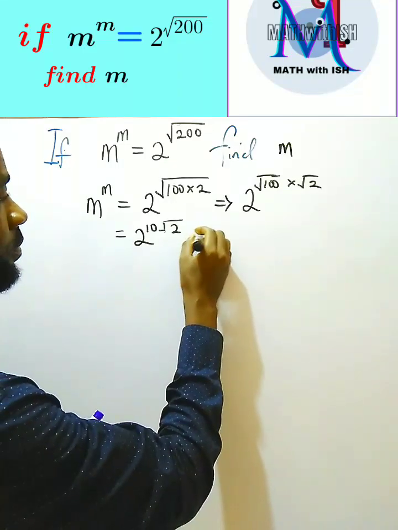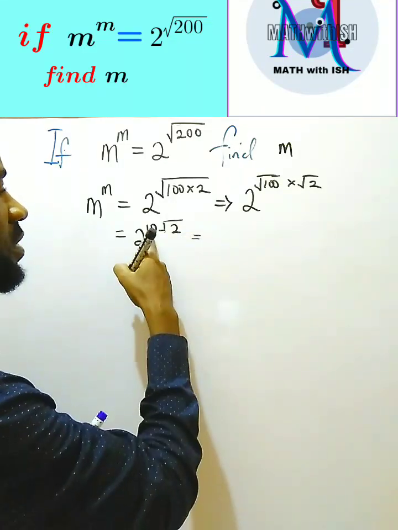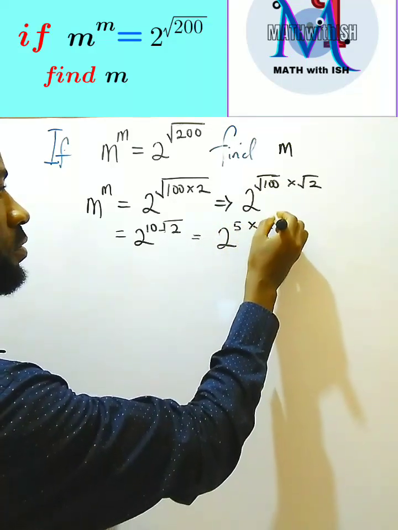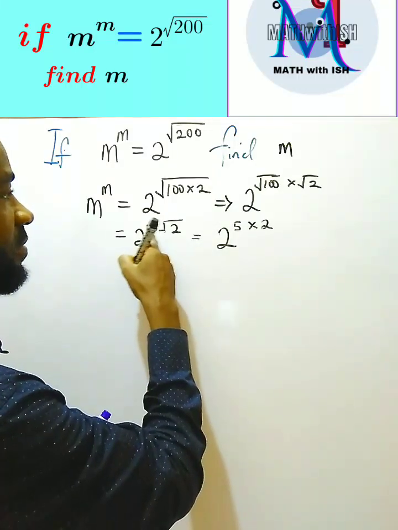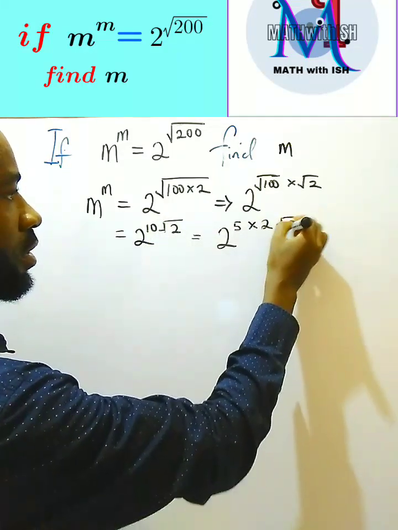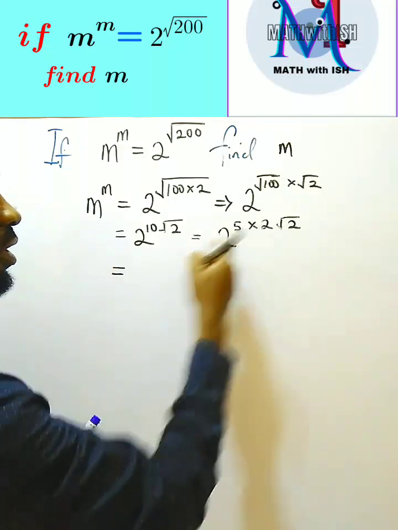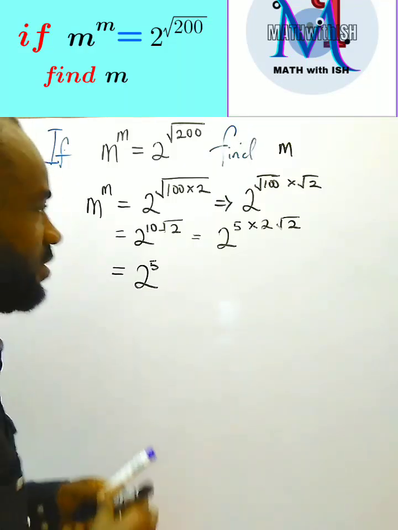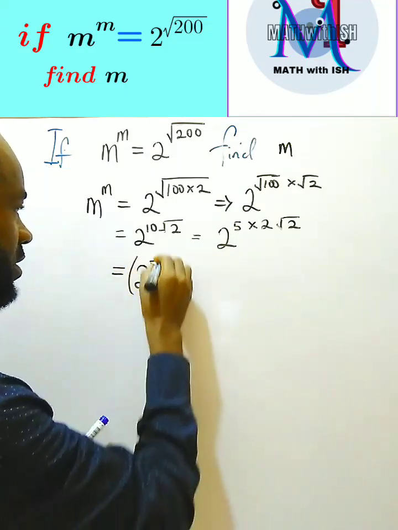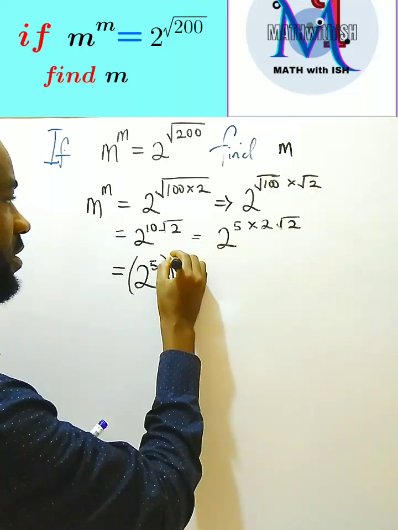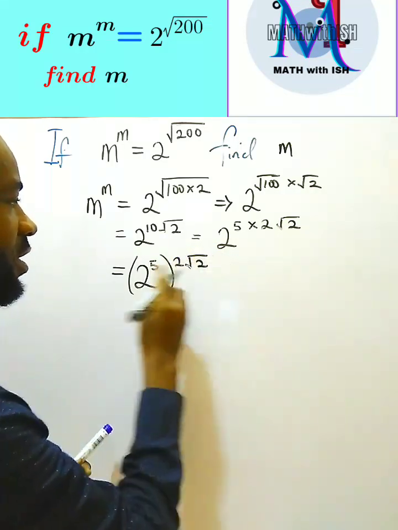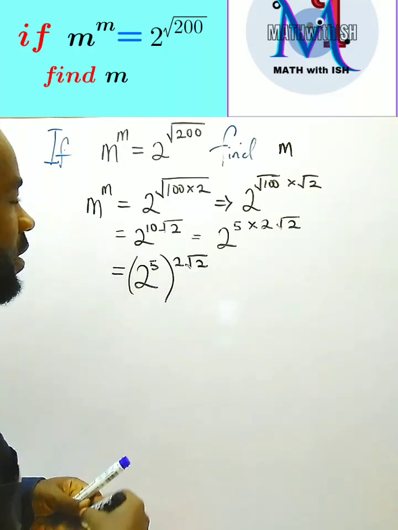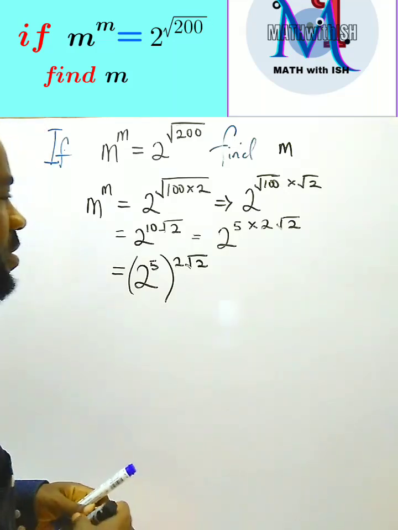Now, I can also decide to split this 10 as 5 times 2. If I split this 10 as 5 times 2, I can now write this as 2 raised to the power of 5. Through my laws of indices, I can put this in a bracket, and then this and this can be outside the bracket. They are the same thing through my laws of indices, my power rule. Okay? Now, let's go again.